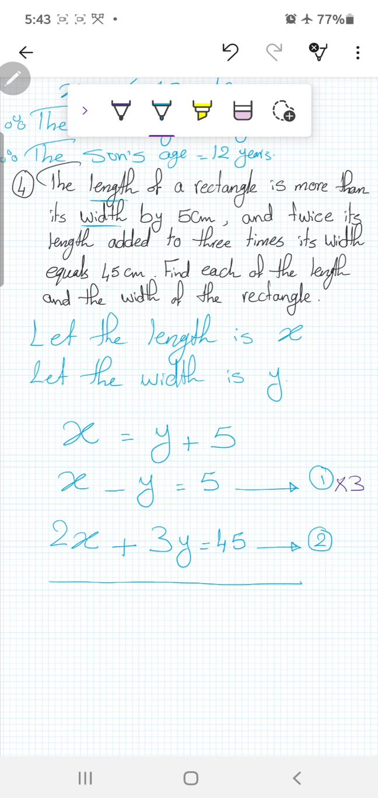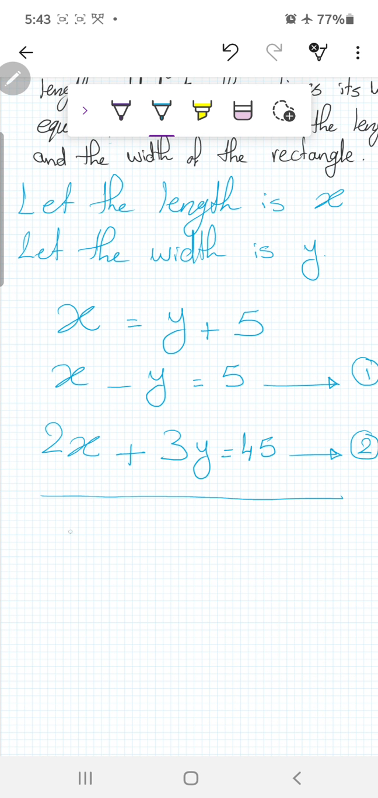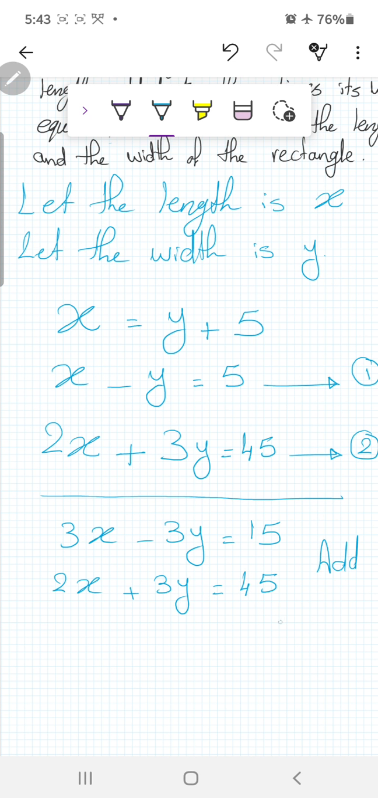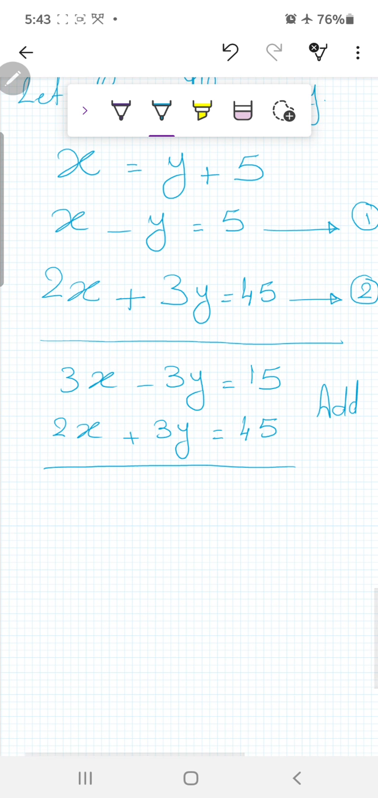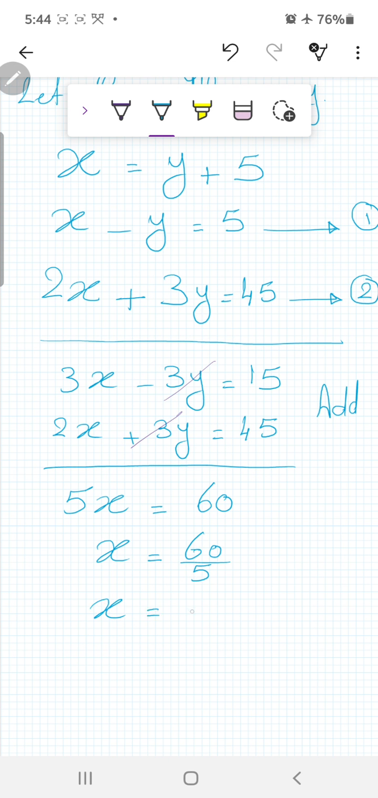Write it again: 3x minus 3y equals 15. And the second equation, write it as it is. Make it addition. 3x plus 2x equals 5x. Negative 3y, positive 3y cancel together. 15 plus 45 equals 60. Move 5 to the other side by dividing. So x equals 60 divided by 5. It means x equals 12.